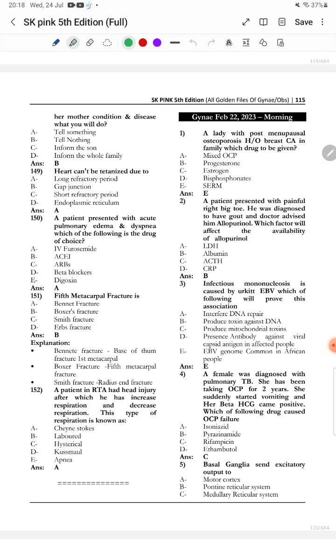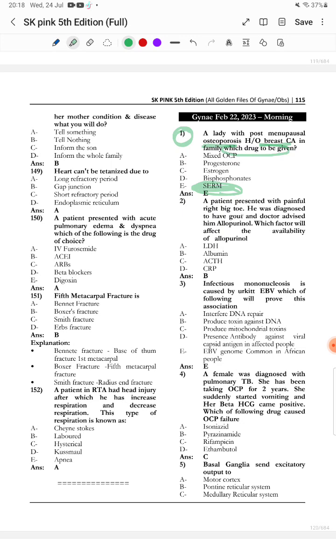The first MCQ is a lady with postmenopausal osteoporosis with history of breast carcinoma in family. Which drug should be given? So it is SERM. The next is a patient presented with painful right big toe.